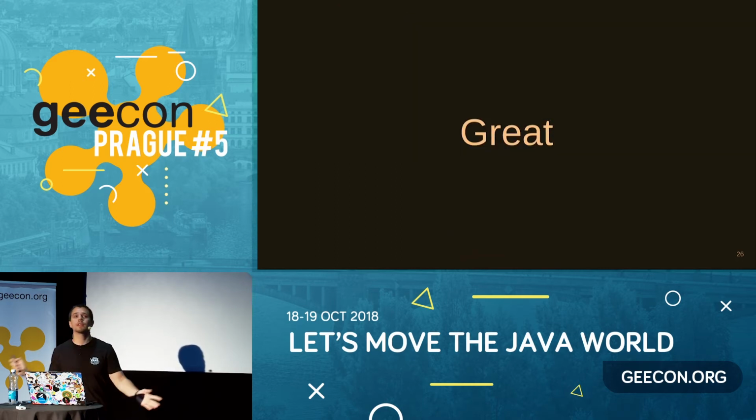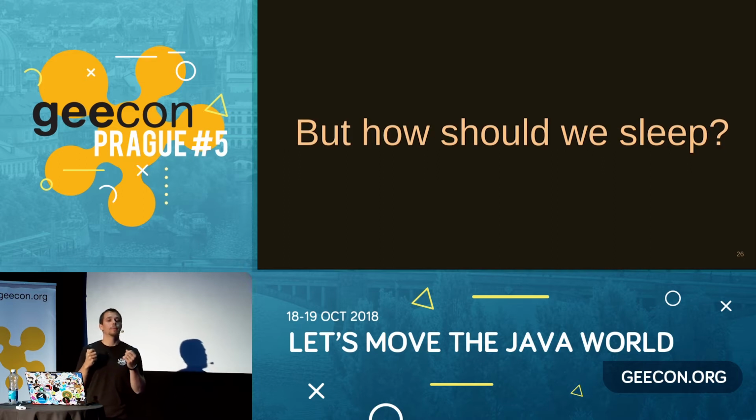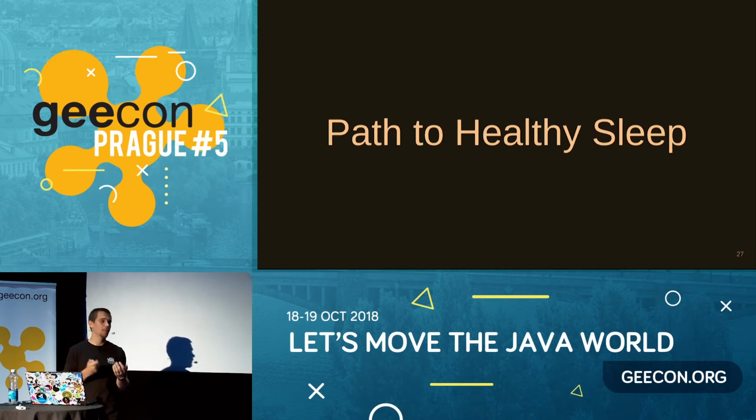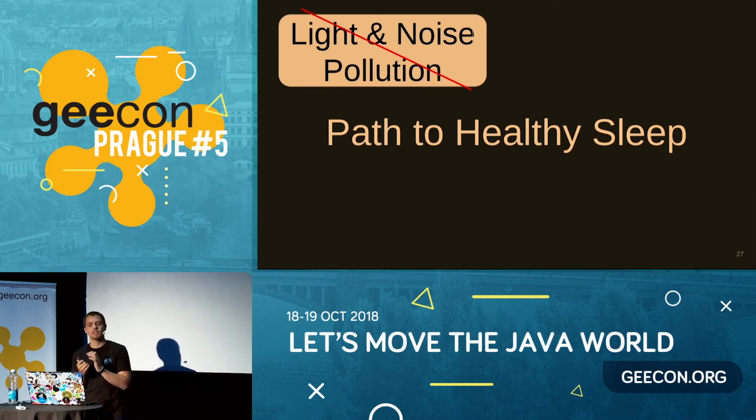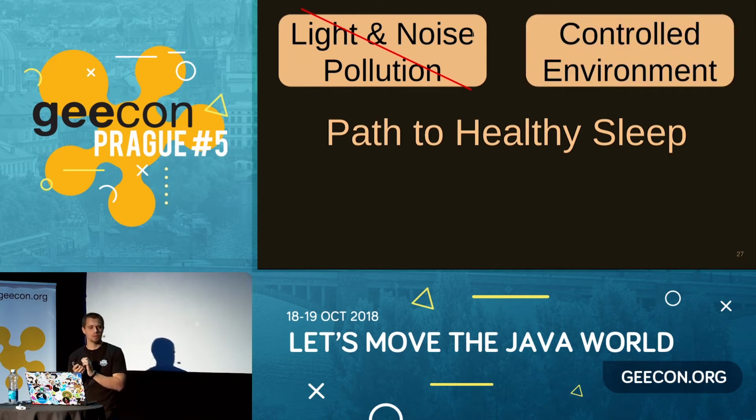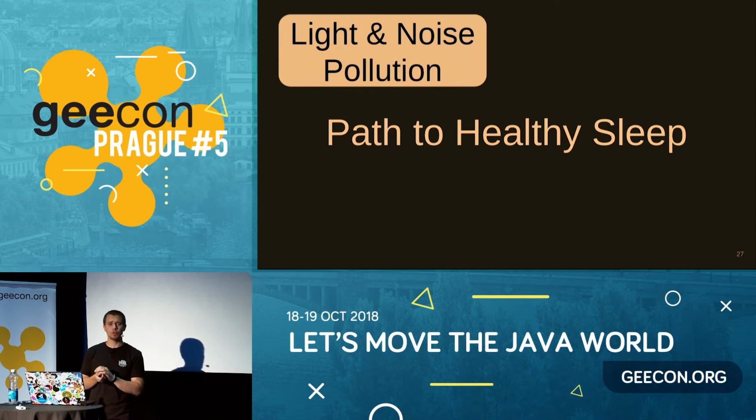So, it's all great. Now we know why we need to sleep, but how do we need to sleep? How do we sleep in the first place? What do I mean by saying healthy sleep? So the path to healthy sleep is not that complex though. There are some things you need to just avoid and implement. Light and noise pollution is really something you need to be avoiding. Basically, things like blue light, you really need to try to tackle.